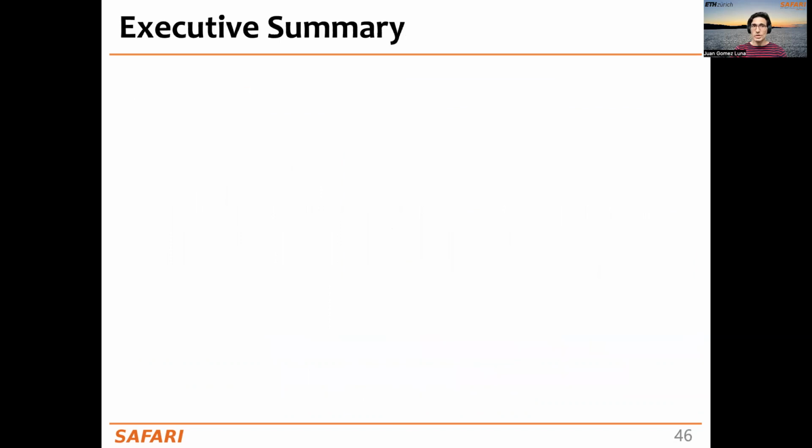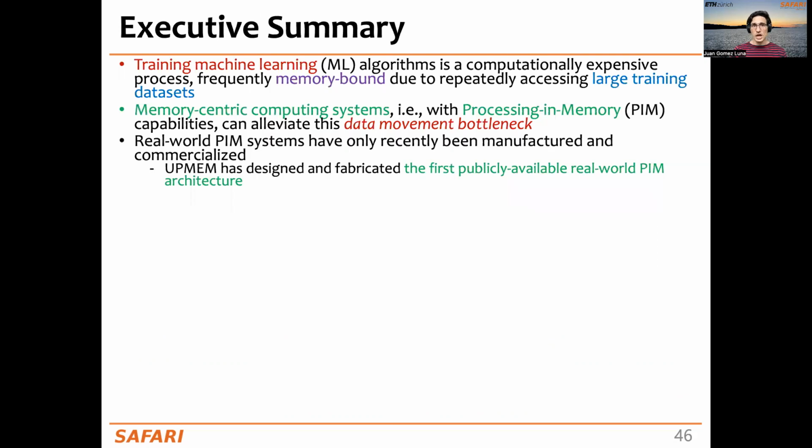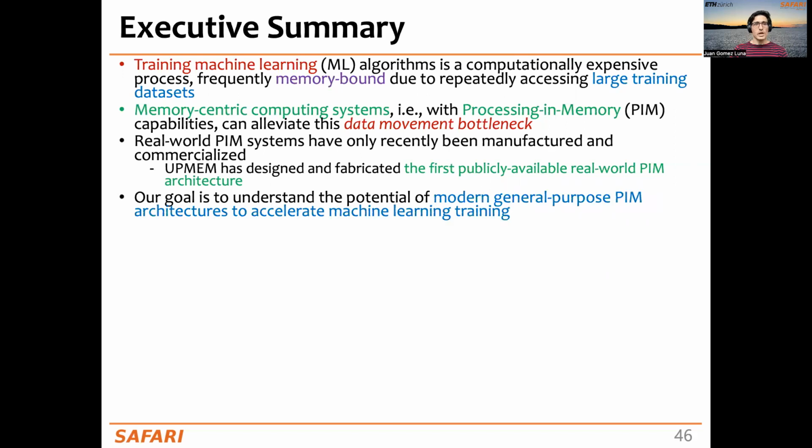Let's conclude again with the executive summary. In this work, we have analyzed machine learning training on processing-in-memory systems because these algorithms are typically good candidates for memory-centric computing systems, or systems with processing-in-memory capabilities, because they might be highly memory bound due to the access to large training data sets and due to the multiple iterations that they perform to train.